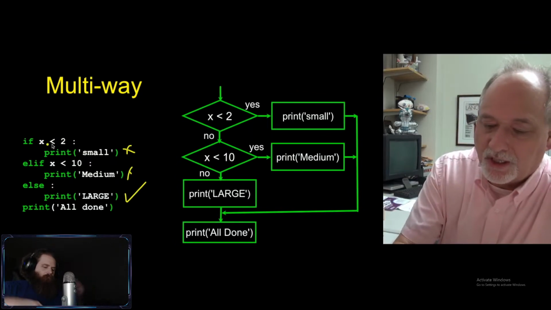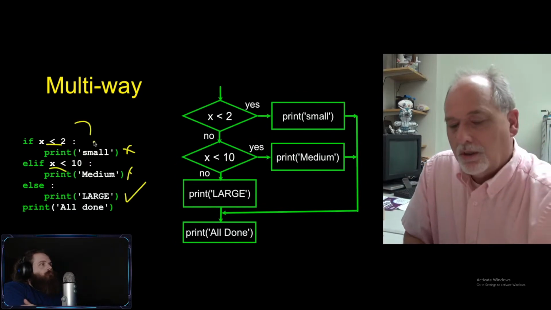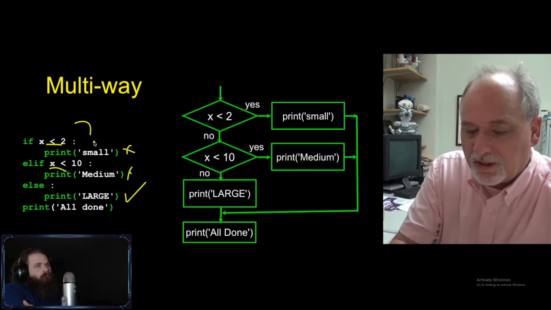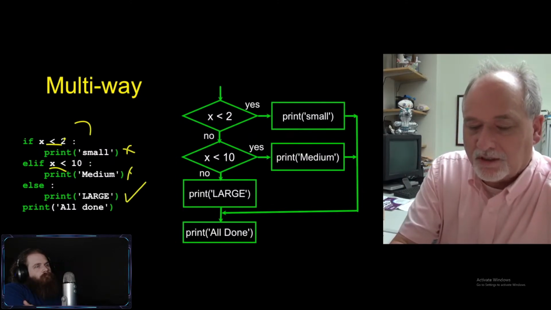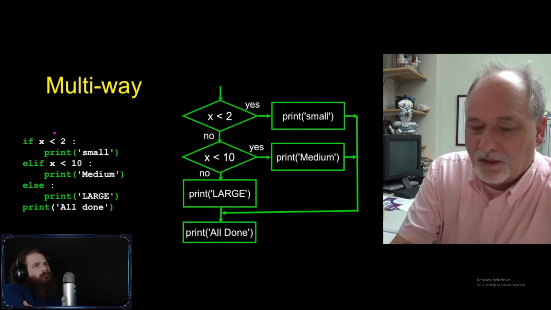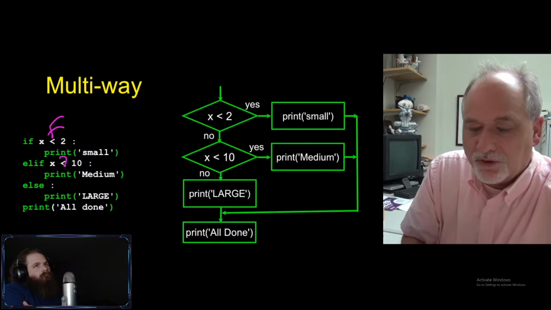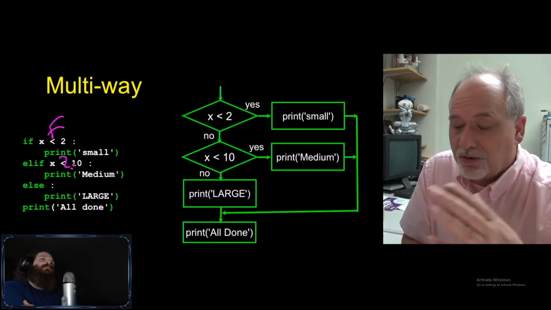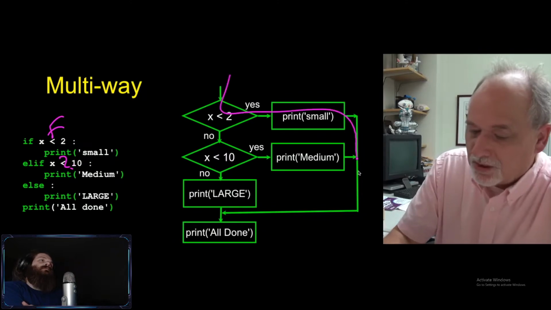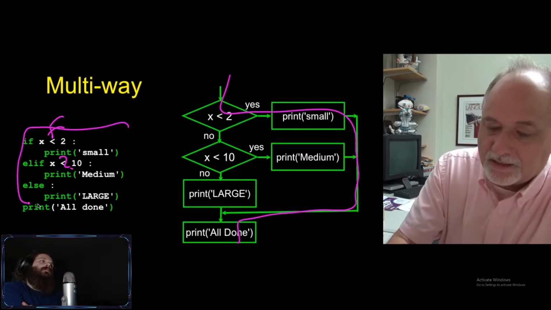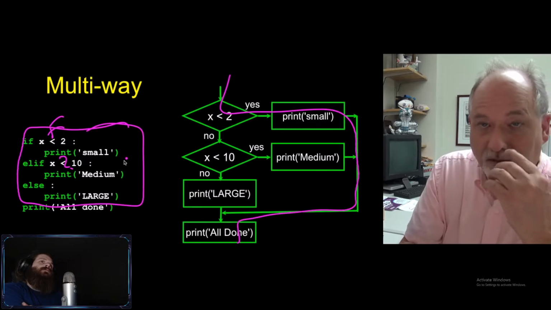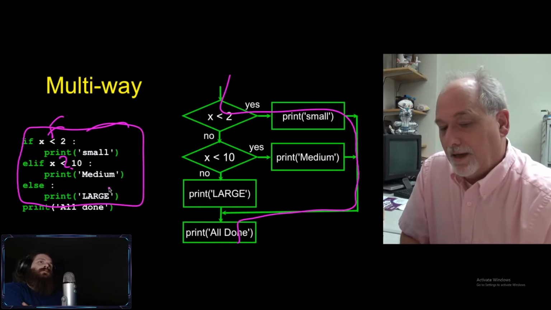The important thing is it checks these questions in order, and it doesn't check the second question until it knows the first question is false. So if the first question is true, you're done with the whole block at that point. Only one of these three is going to execute in that block.